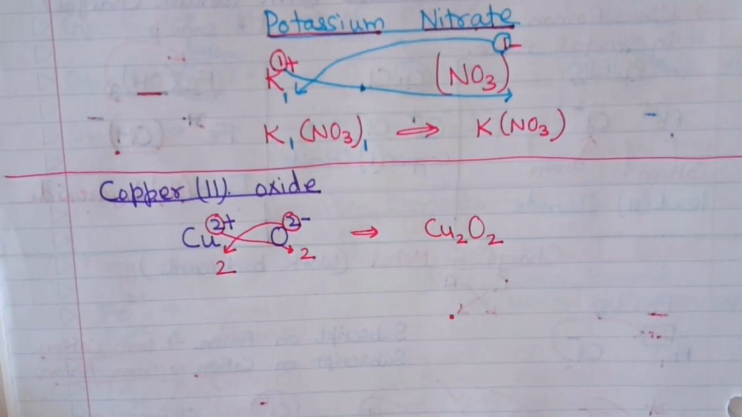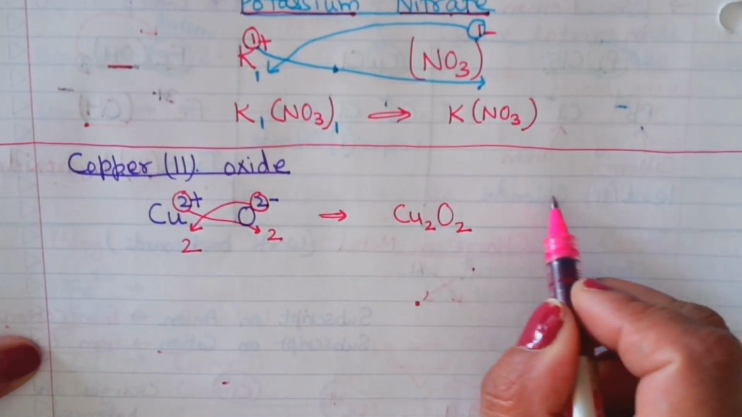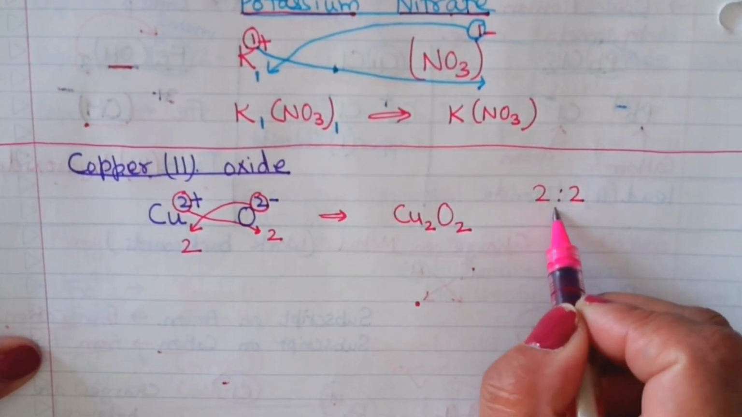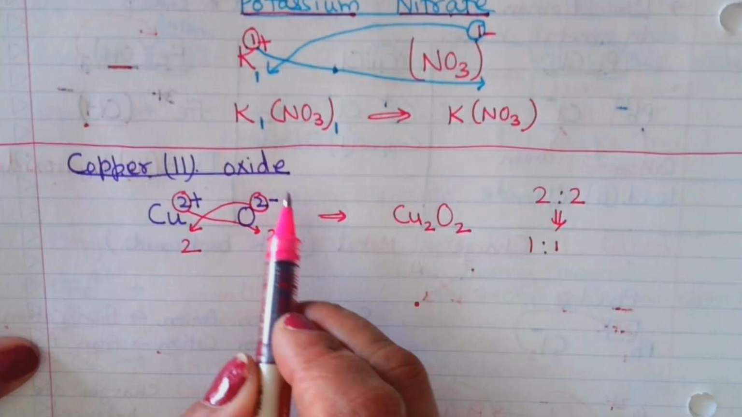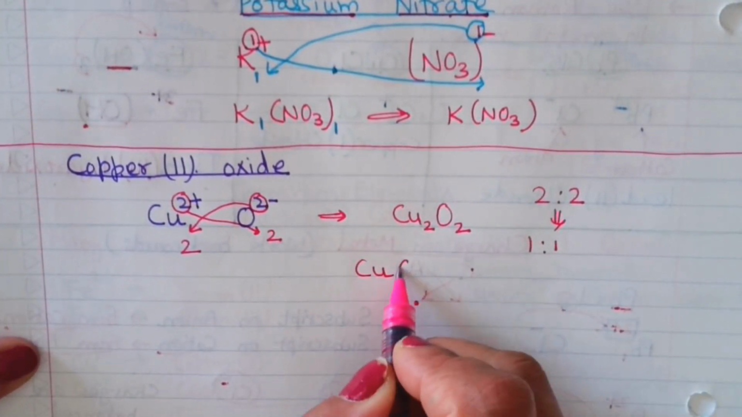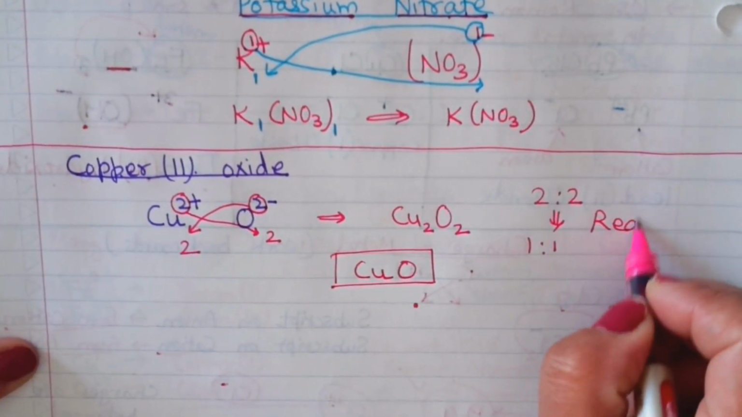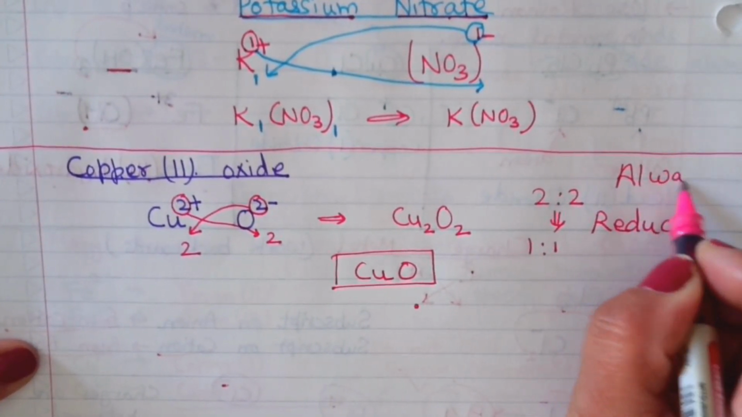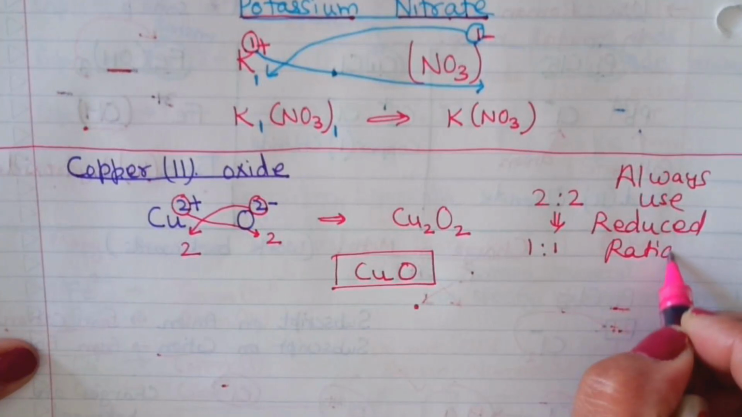So we have Cu2O2, right? Now whenever you have the same subscripts, so it's a ratio of 2:2, right? We can always simplify this ratio. So this can be 1:1, right? So we can write the formula of copper(II) oxide as a simplified ratio, which is CuO. So this is the right formula. Always reduce the ratio. Always use the reduced ratio to write the formula.